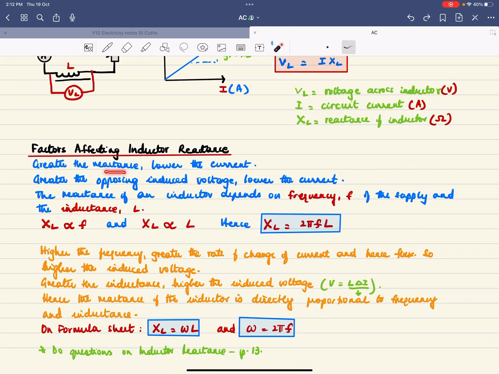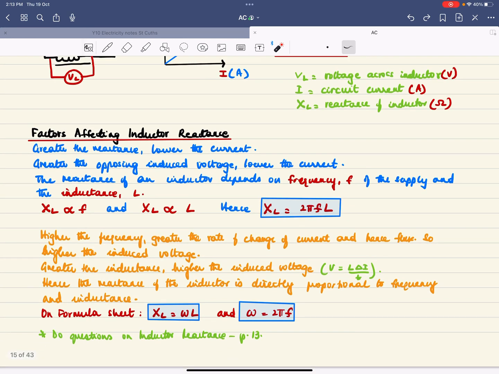Now, what are the factors affecting the reactance of the inductor? The greater the reactance, the lower the current. So the greater the opposing induced voltage, the lower the current. The reactance of the inductor depends on two things: the frequency of the supply and also the inductance. XL is directly proportional to frequency, and XL is also directly proportional to the inductance, and the constant of proportionality is 2 pi, so you get XL is 2 pi FL.